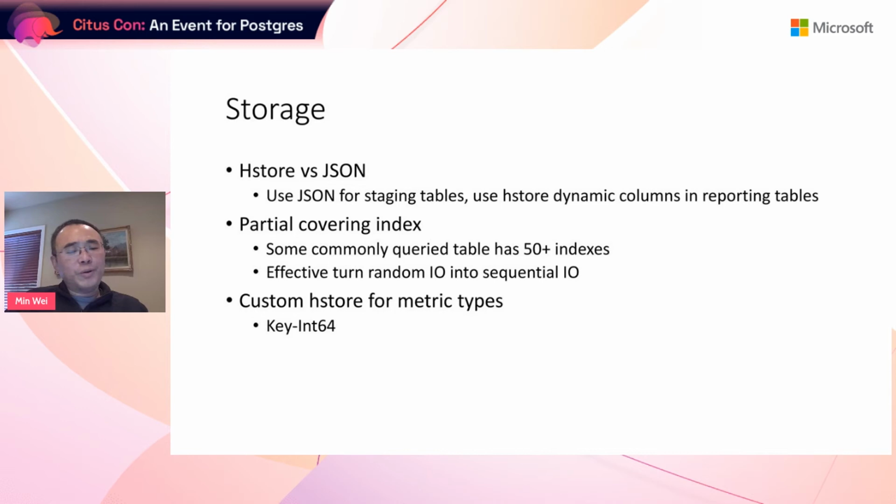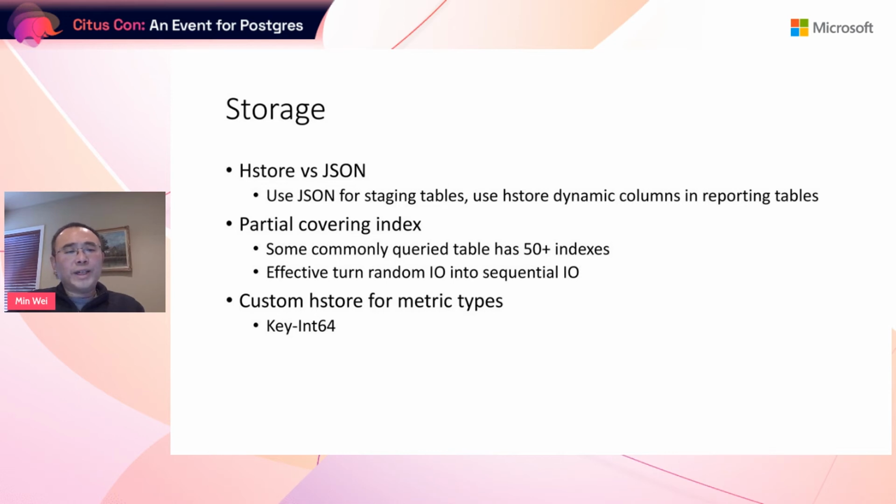Now I'm going to cover the storage or data organization part of this talk. As you already know, Postgres has very rich data types. It has a key-value store called HStore, and also supports JSON very nicely. But the question is, at a large scale, how do you use each of those data types? Based on my experience, I'm using JSON or JSONB.